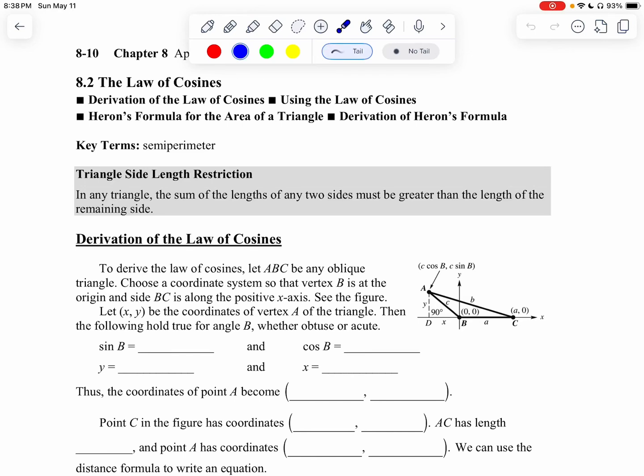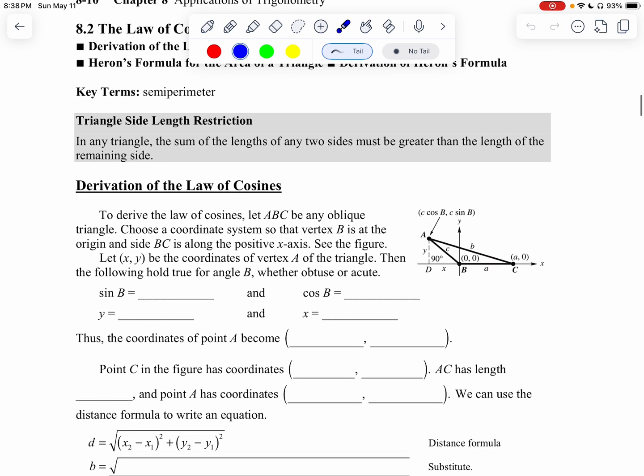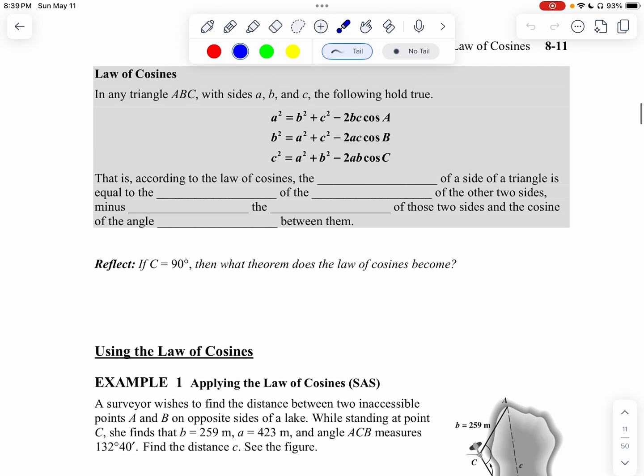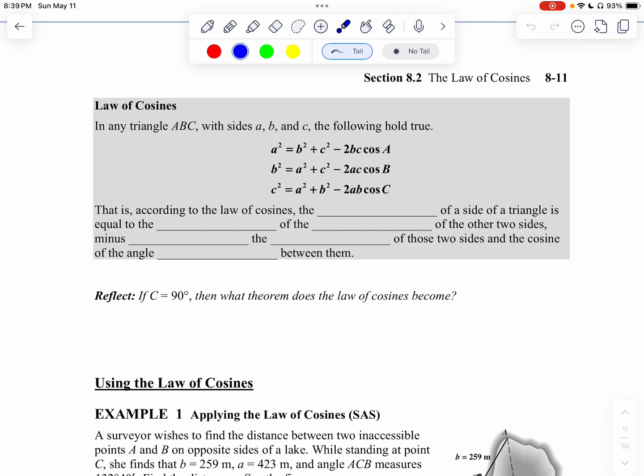All right, good afternoon. We are talking about 8.2, the law of cosines. If you want to know the derivation or where the law of cosines comes from, you can check out the PowerPoint posted on Schoology. But for time's sake, we're going to skip down to the actual law of cosines.